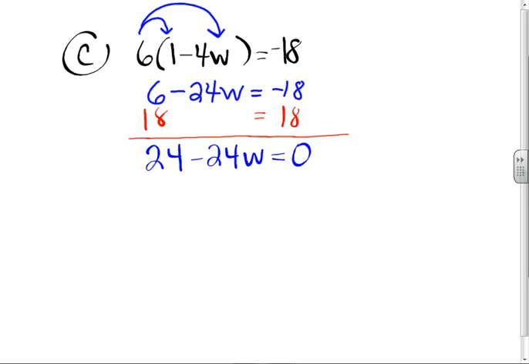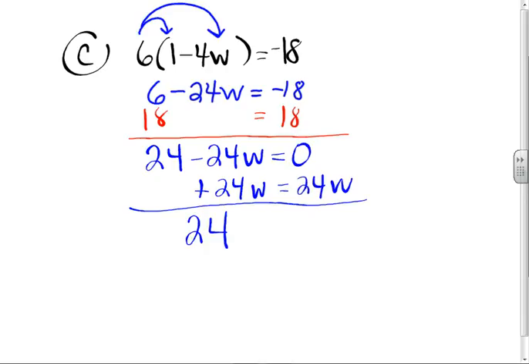Dominic? No dividing. Got to get rid of adding, subtracting first, because where we're going tomorrow is variables on both sides, so we got to get this. How about if I add 24W to both sides? Can I add 24W to nothing? So this is 24 equals, because that's 0, right? And 24W plus 0 is 24W. And then what do we do?